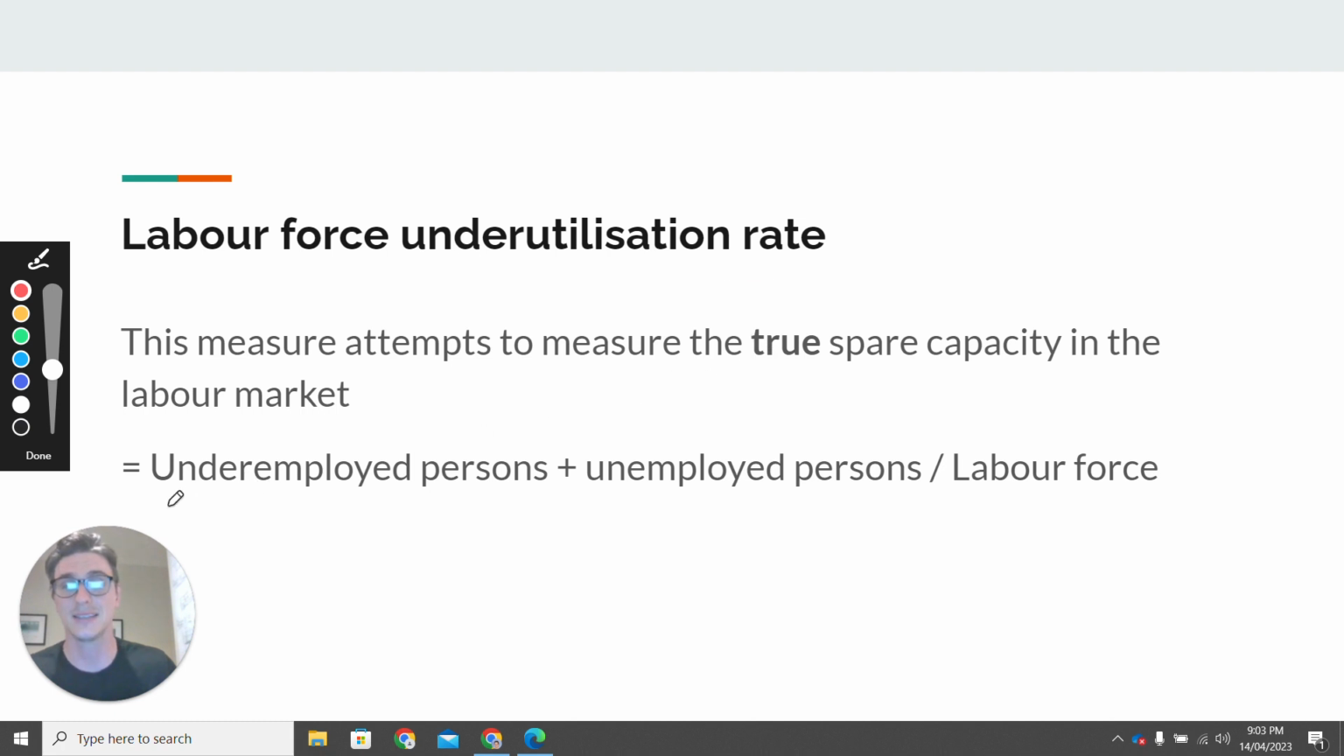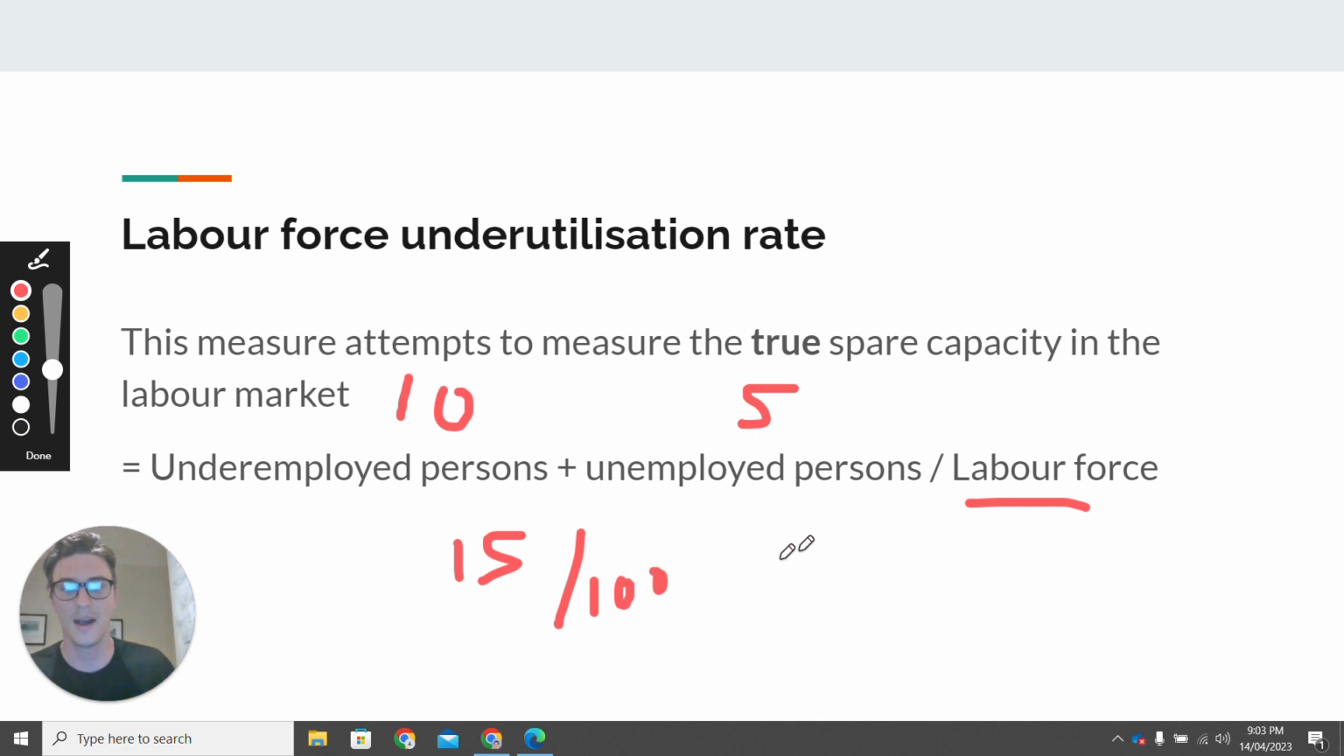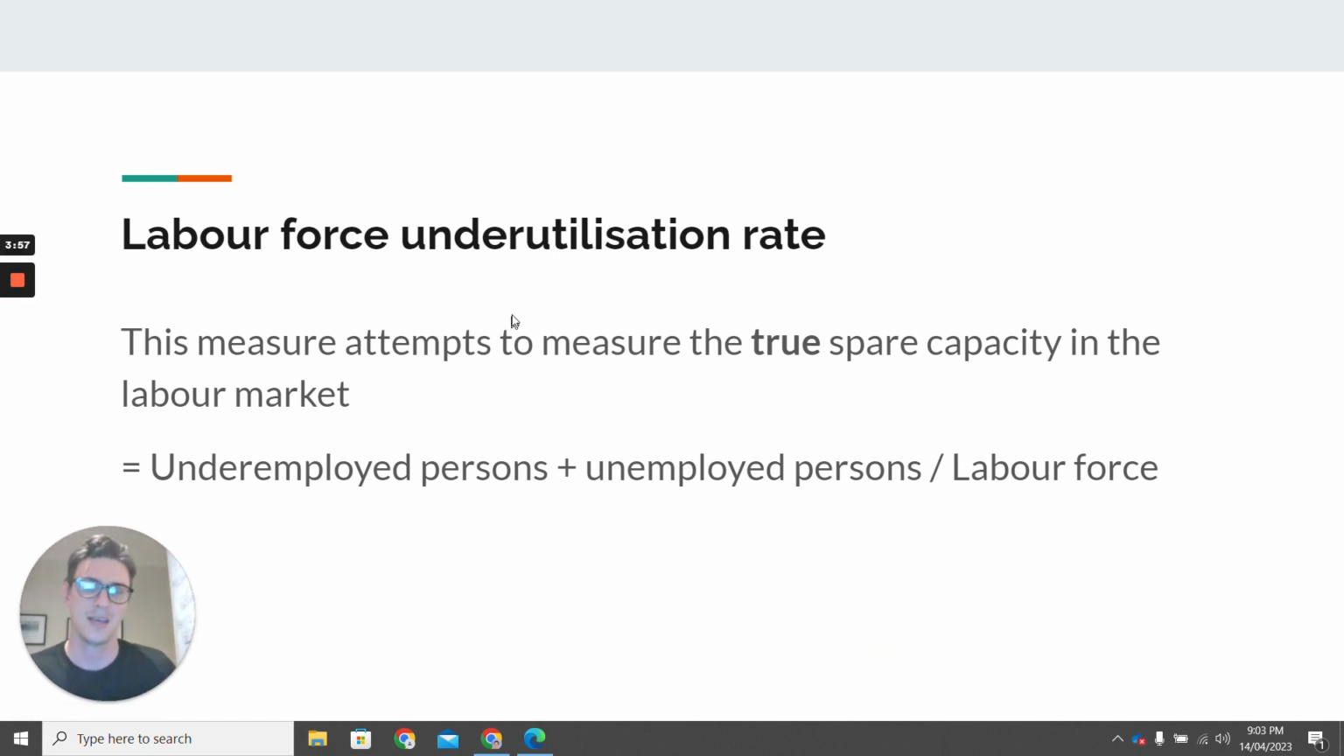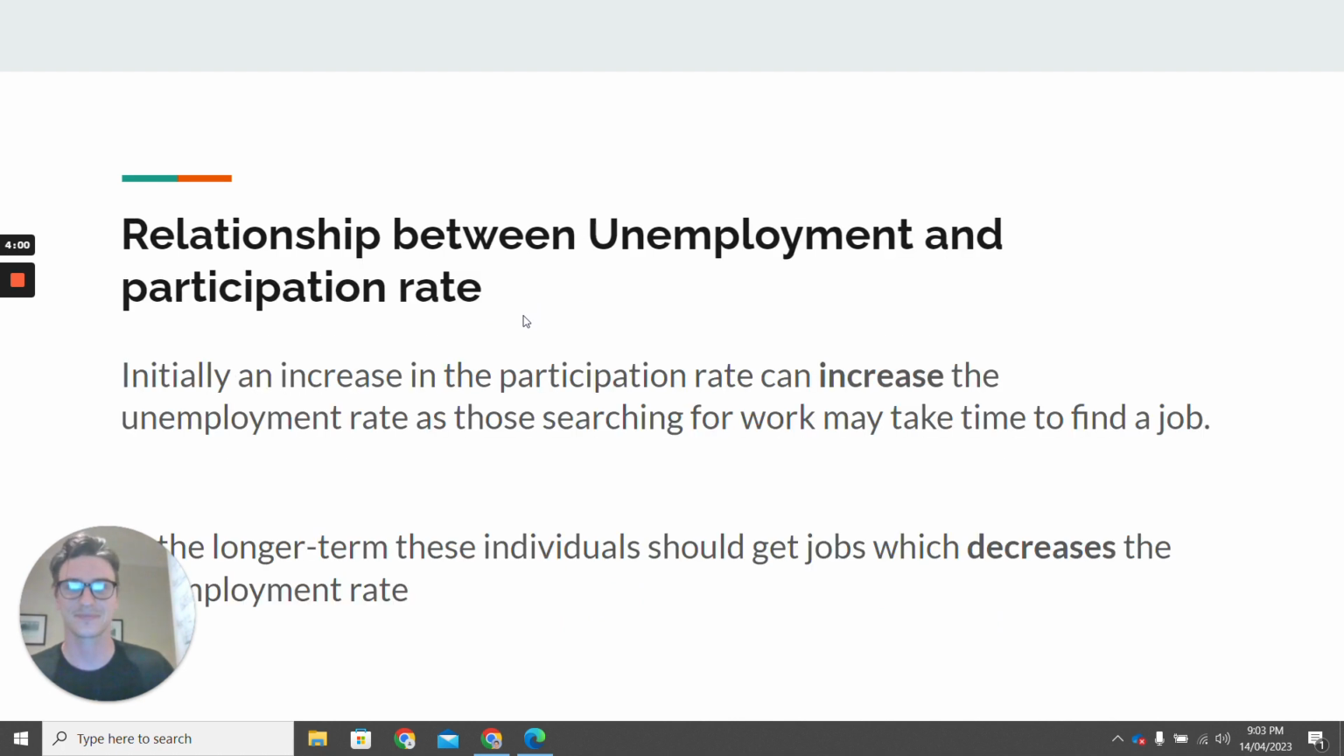What that does is add the underemployed persons to the unemployed persons. Let's say we had again 5 unemployed persons, and of those 95 that were employed, 10 of them would actually like to have more hours. So there's 10 underemployed, 5 unemployed, and the labour force is still 100 because it's 95 plus 5, which gives us an underutilization rate of 15%. So the labour market is underutilized by 15%. That's how we calculate the underutilization rate.